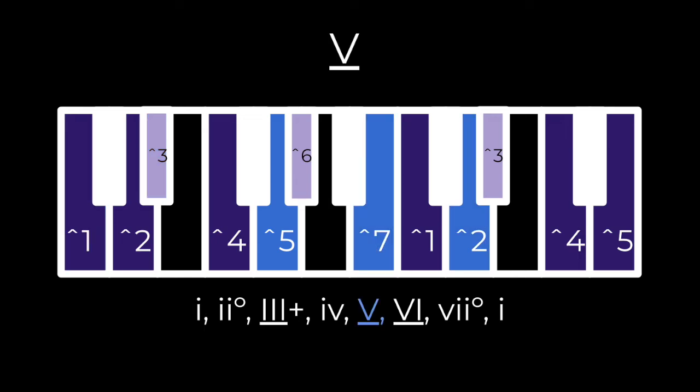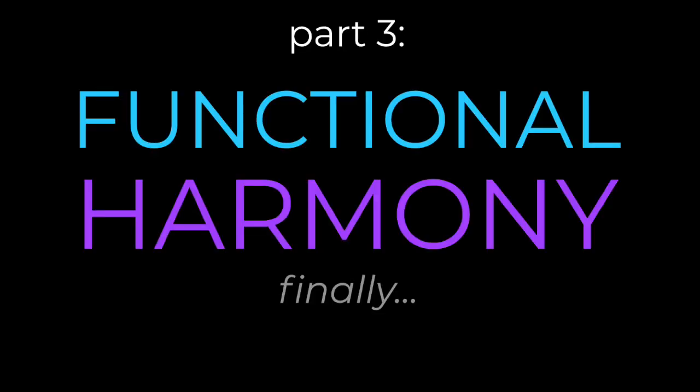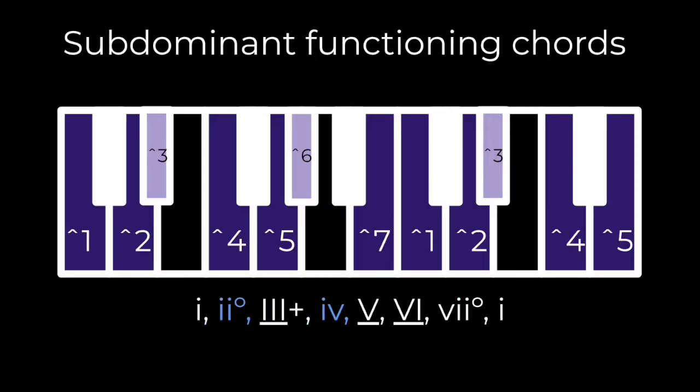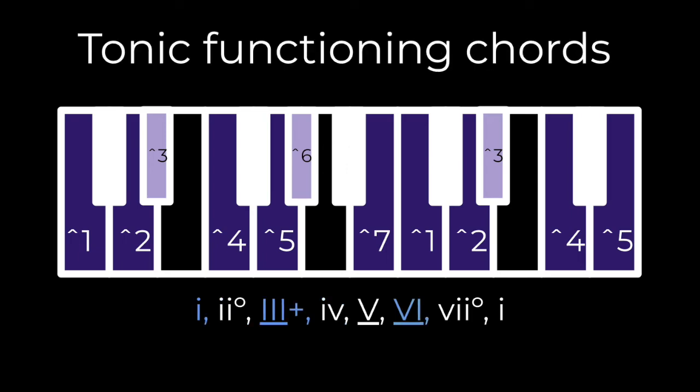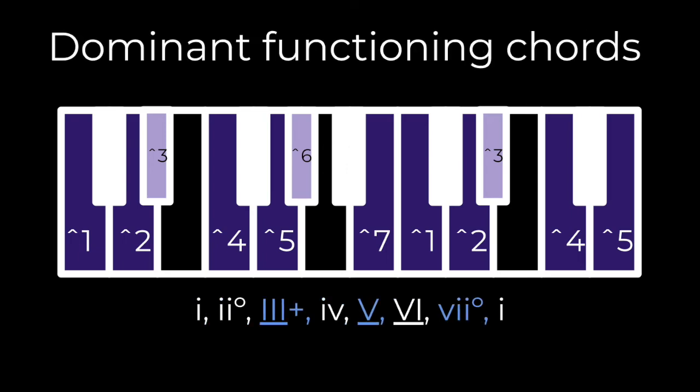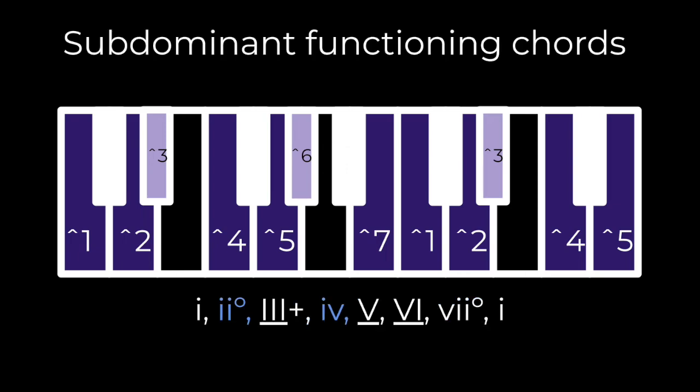So the 5 chord has an extreme sense of tension, and the 1 chord has an extreme sense of stability and resolution. These aren't the only chords that fulfill these functions. Wait, functions? That sounds like the... We're finally here. Functional harmony. Basically, in any key, chords can be grouped into one of 3 categories, or functions: tonic, dominant, and subdominant. We'll get to subdominant later, though. 1, 3, and 6 are all tonic functioning chords, 5, 3, and 7 are all dominant functioning chords, and 2 and 4 are subdominant functioning, but again, we'll get to those later.